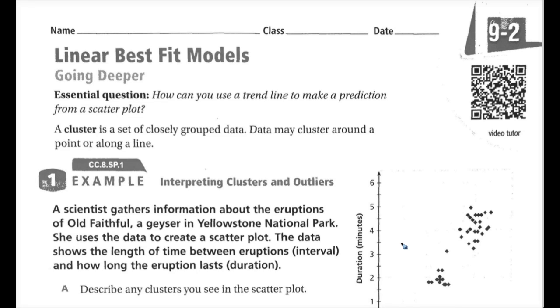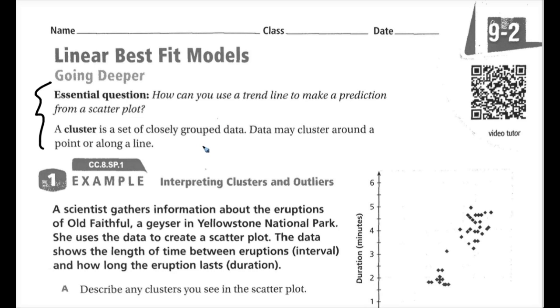Okay, now we're on our next section for linear best fit models. So take a look at the essential question with me. How can you use a trend line to make a prediction from a scatter plot?